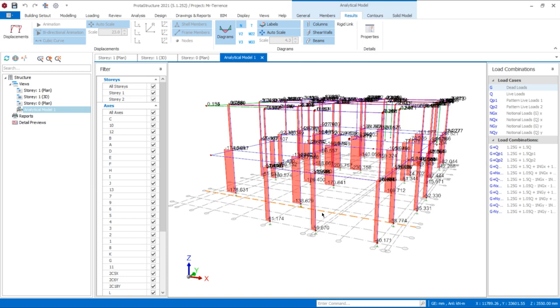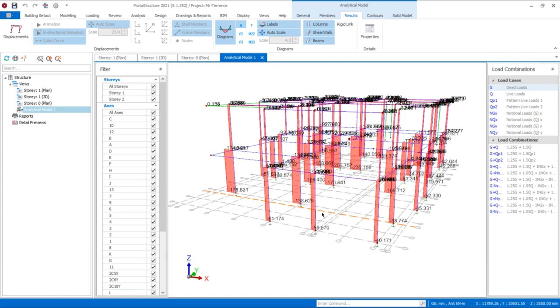But that is not how structural engineering works. Before checking reinforcements, an engineer must first understand the behavior of the structure. And that is exactly what the analytical model tells us. So today, I'm going to explain every major result in this analytical model using this actual building project. But let's begin with a simple question. What exactly is an analytical model?